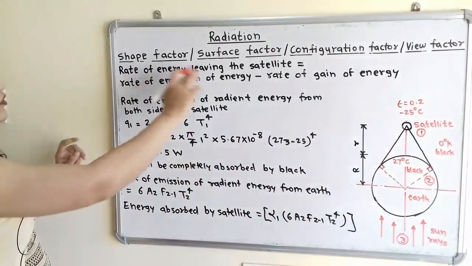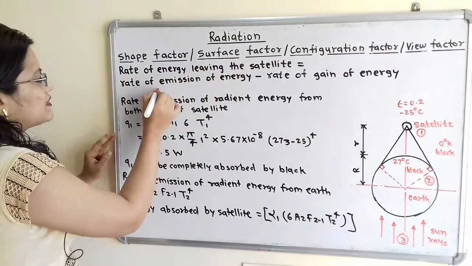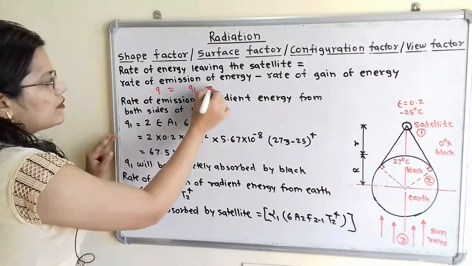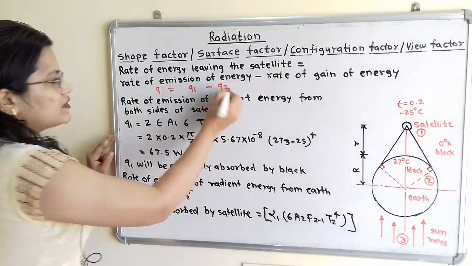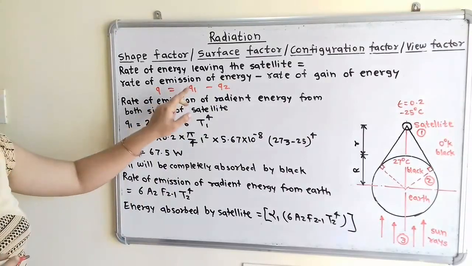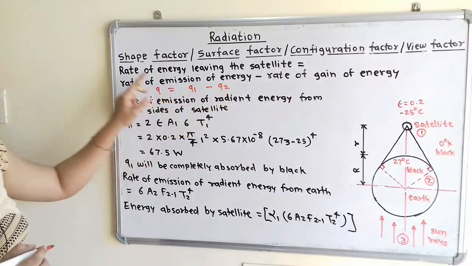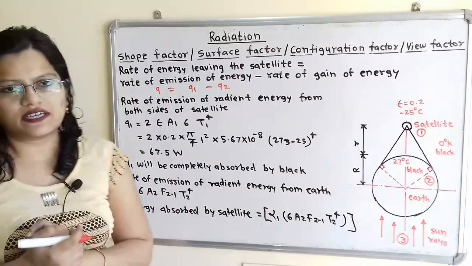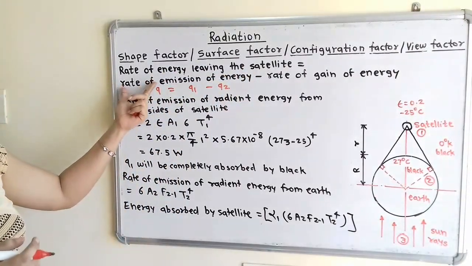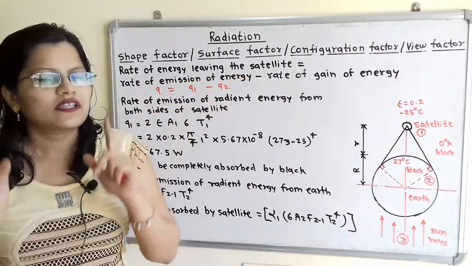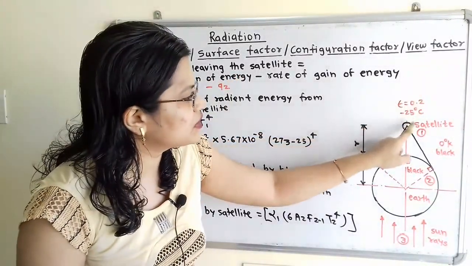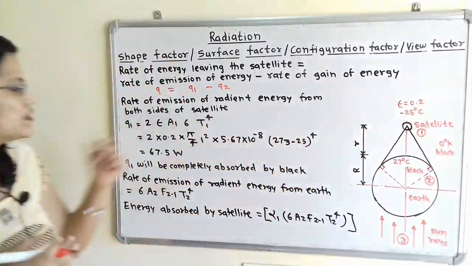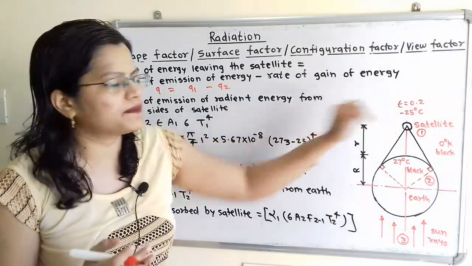So we will give here the notation. Rate of energy leaving the satellite, Q, is equal to rate of emission of energy, that is Q1, minus rate of gain of energy, that is Q2. We have to first find out this Q1 and Q2, then we can easily find out the rate of energy leaving the satellite. So how to calculate rate of emission of energy? Here emissivity is mentioned in the question for the satellite, so we will use the epsilon in the formula.